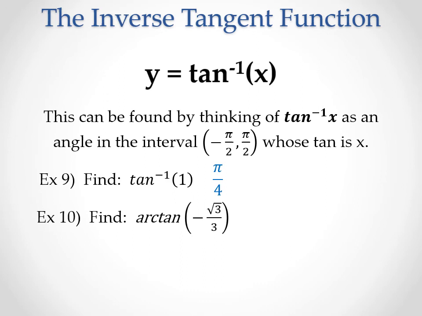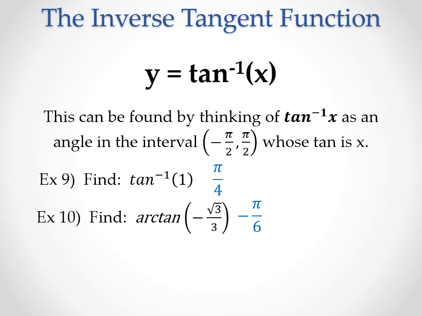All right, example 10. Find the arc tangent. Again, same thing as inverse tangent, just a different way of writing it. So find the arc tangent of negative square root of 3 over 3. So that's negative, so that means we know we're in the fourth quadrant this time. All right, and that's going to be negative pi over 6.